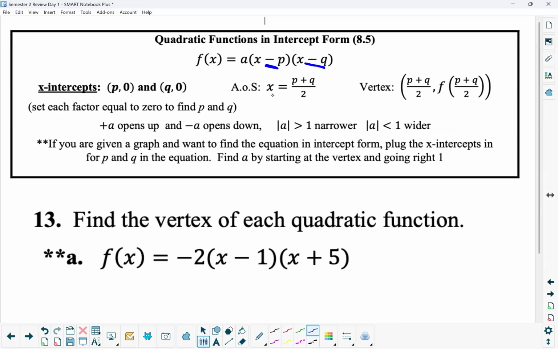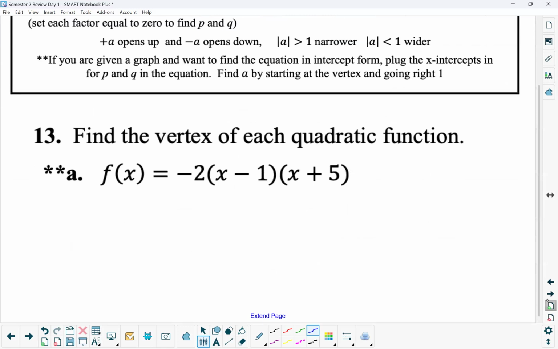The axis of symmetry is x equals p plus q divided by 2. It's halfway between our x-intercepts. And for our vertex, we take that x value, plug it into our equation to find the y value to get our vertex. And again, the value for a acts the same way as it does in vertex form and standard form. Nothing new there. If you're given a graph and want to find the equation in intercept form, plug the x-intercepts in for p and q, and then find a by starting at the vertex, going right one, and up or down until you get to the graph.